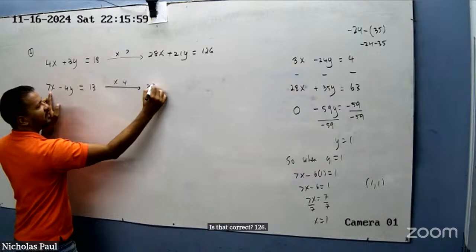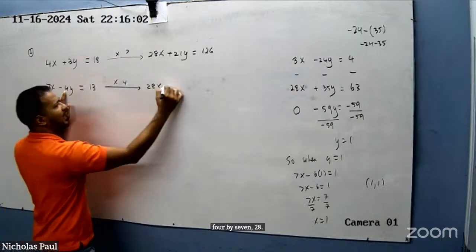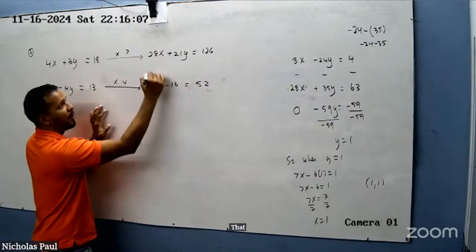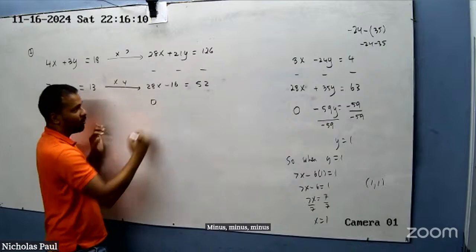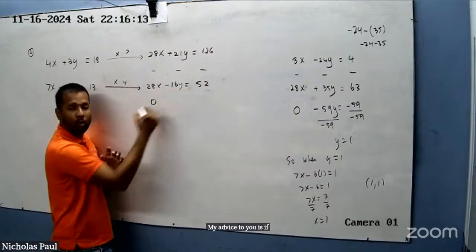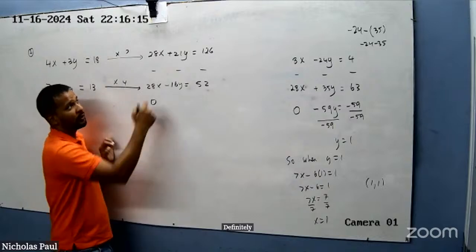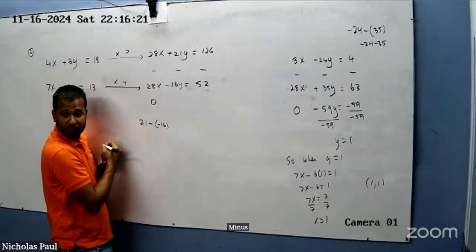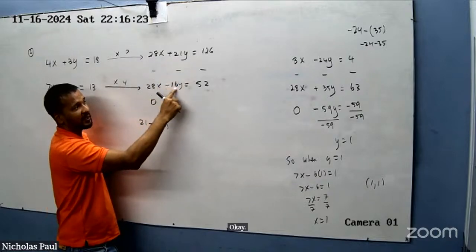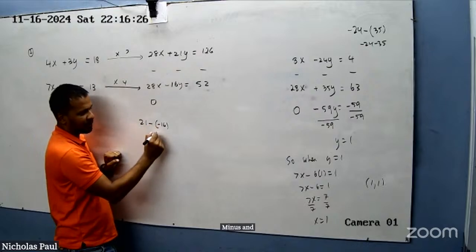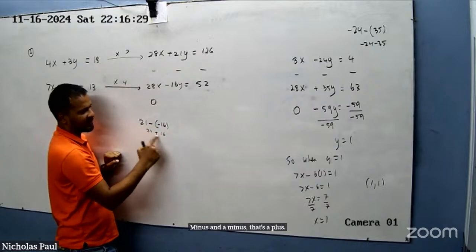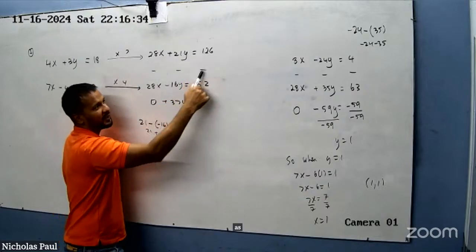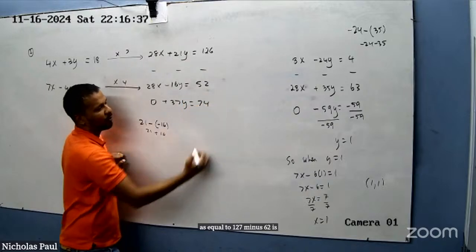4 by 7, 28. 4 by 4, that's 16. 4 by 13, that is 52. Minus, minus, minus. This is 0. My advice here, if you're getting these things wrong, just put it in the calculator and make sure. 21 minus 16, minus and a minus, that's a plus. So you're supposed to get 37y is equal to 127 minus 52 is 74.